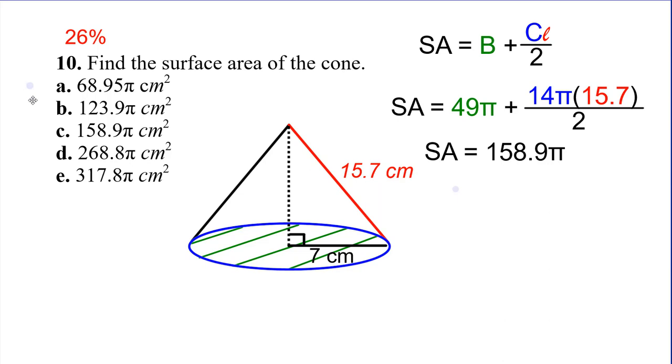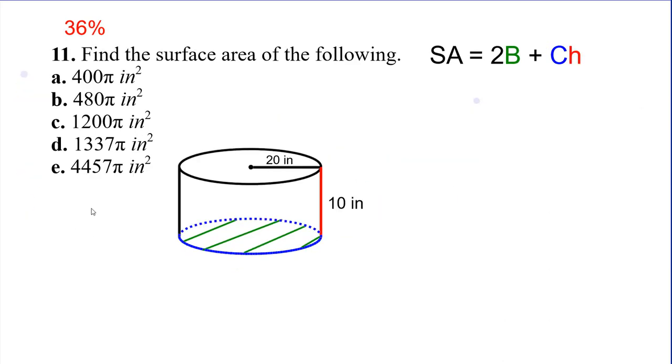Oh, I gotta show you the breakdown, sorry. So looks like most of you guys got that one right. Good job. Find the surface area of the following. So we have a cylinder here. We have 2 bases now, so it's the full surface area, not half.